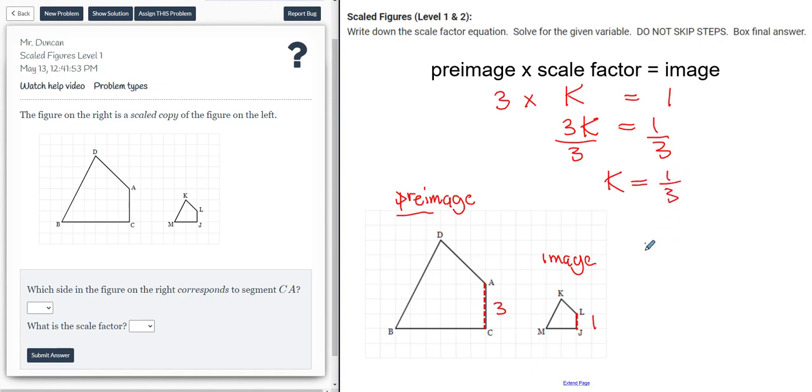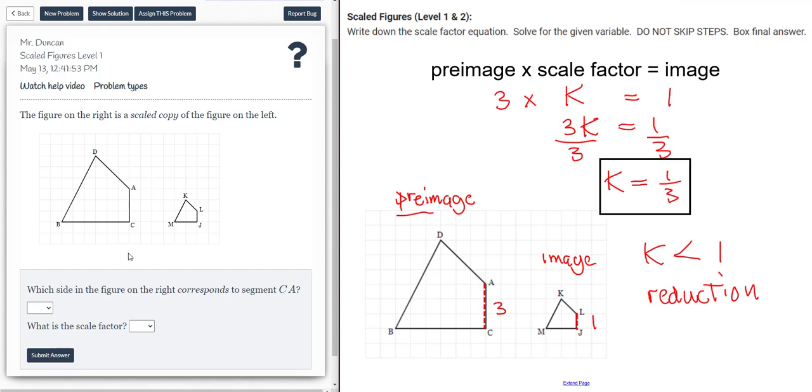And any time that you have a k value that's less than the number 1, notice 1/3 is definitely less than 1, that's going to be called a reduction. In other words, a figure will always be reduced. So the figure on the left, the pre-image, was reduced to the image on the right. All right, let's go back to Delta Math. Now we've got all our calculations and all our work. Actually, we should probably box our final answer.